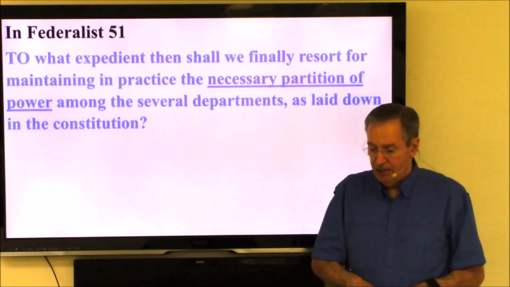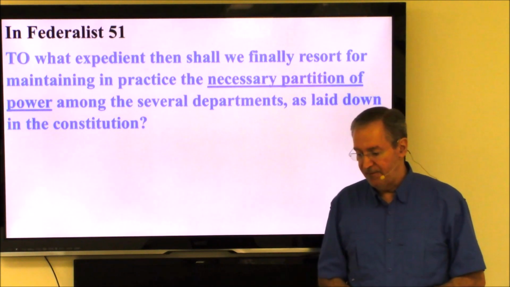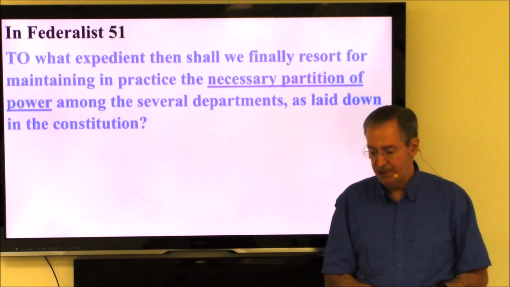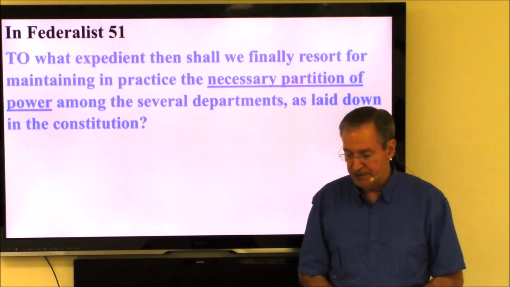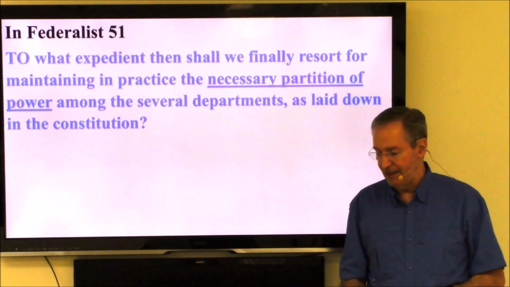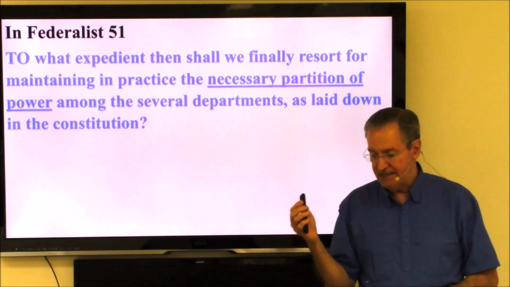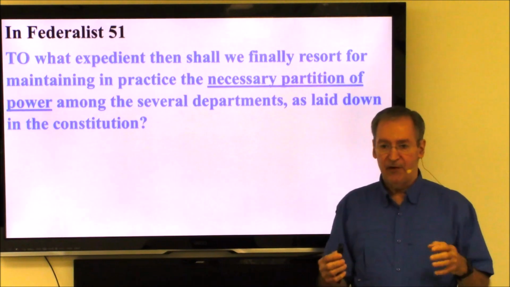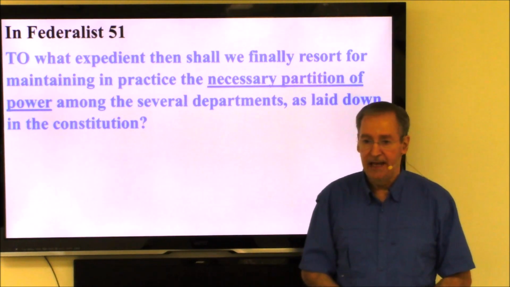He says, "To what expedient then shall we finally resort for the maintaining in practice the necessary partition of power among the several departments as laid down in the Constitution?" And he says necessary partition. He said they saw it as being necessary that they do this.